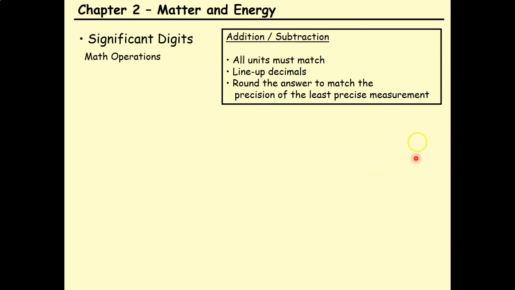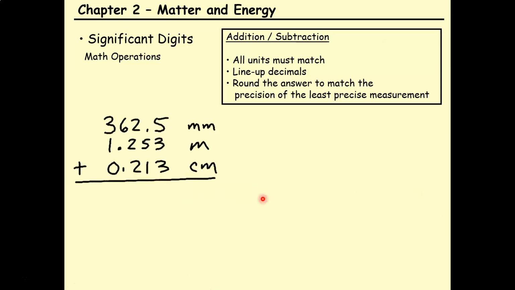If you're going to add and subtract numbers, the first thing you've got to do is all the units have to match. What does that mean? That means that when you have multiple measurements, they have to all measure the same thing. They've got to be the same unit. Now here's three measurements. They all measure length, so we could add them. But when you add them, you have to have the units match.